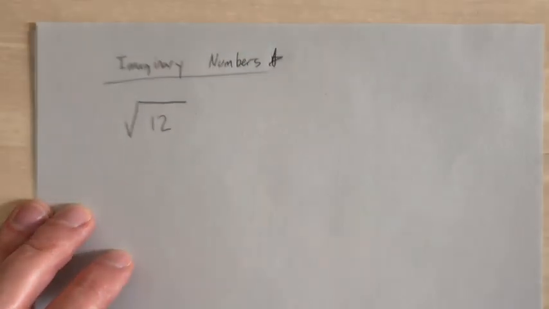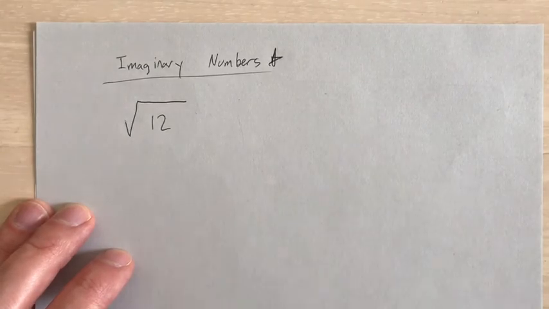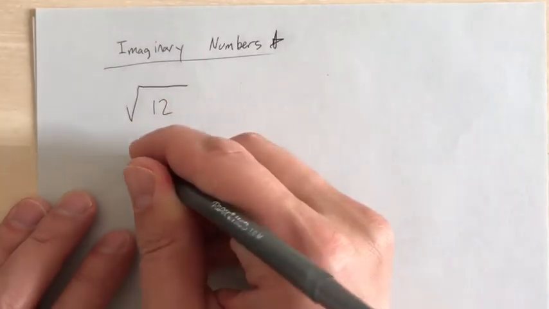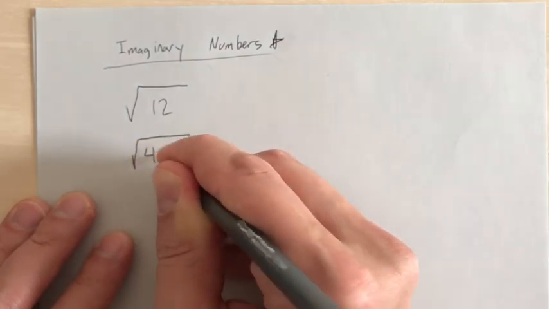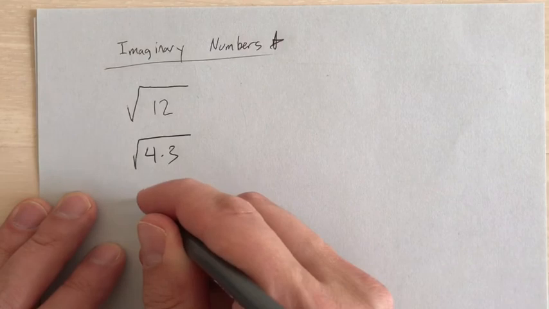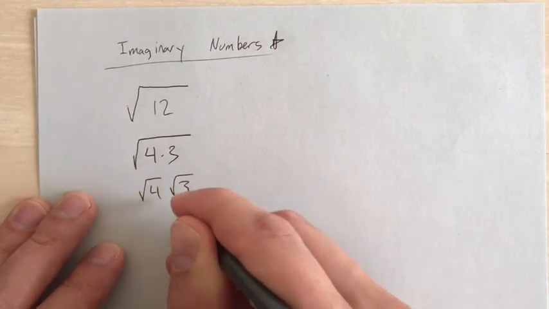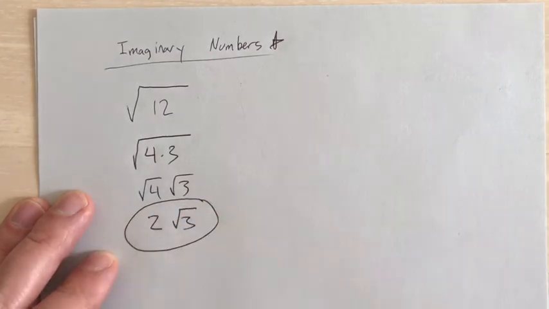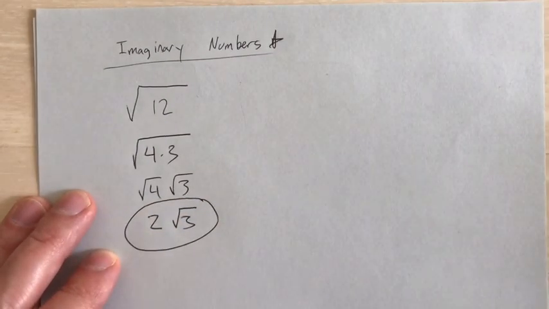All right, so from last time, we figured out how to reduce the square root of 12. We do that by breaking it down into its factors, right? You want one of those factors to be a nice square root. So for instance, the square root of 12 is the square root of 4 times the square root of 3, which is 2 times the square root of 3. So this would be the simplified version of the square root of 12.